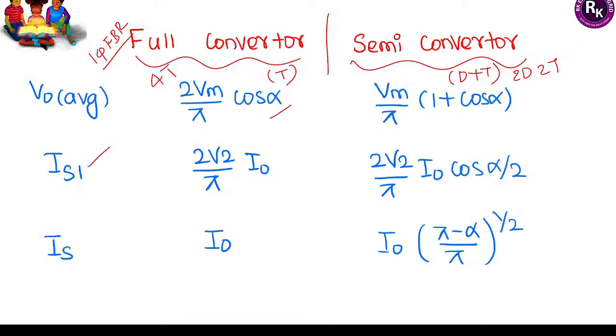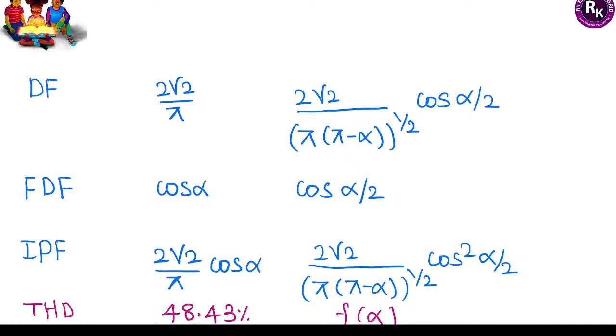Similarly, this is fundamental source current. Its corresponding formula is written here. This is just the fundamental source current, not the source current including the effect of harmonics also. Next, let us talk about the distortion factor. So I wrote the corresponding formula here. Next, fundamental displacement factor, input power factor, total harmonic distortion. Just make a difference. Clearly note it down.